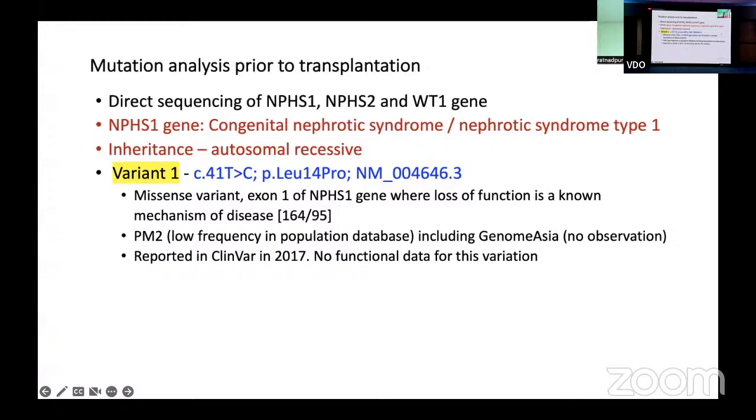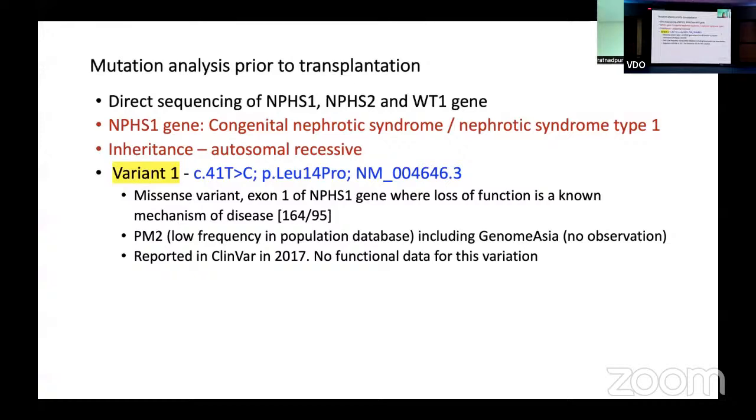Now, we know that the NPHS1 gene causes the disease phenotype because of a loss of function. So this variant has never been reported. It is not a loss of function variant. So you become alert. Is this responsible for the disease phenotype?